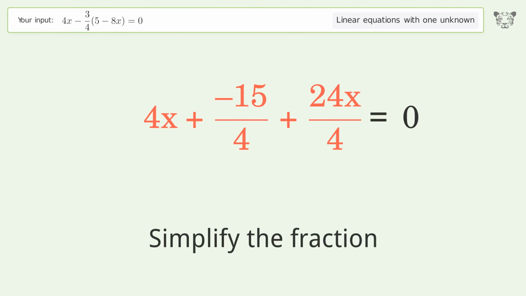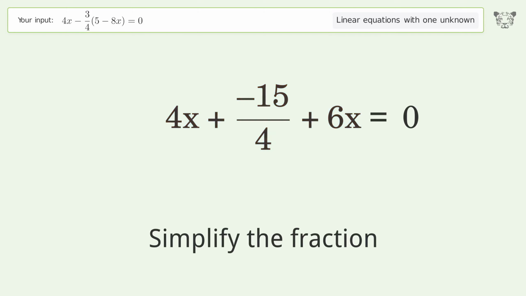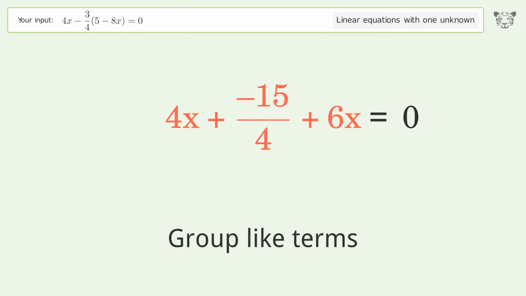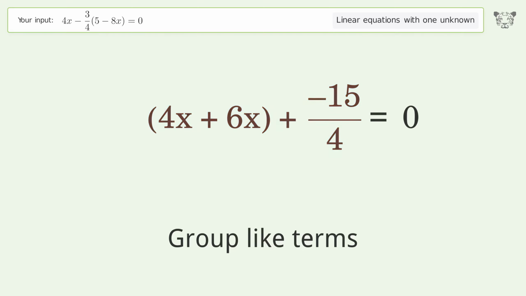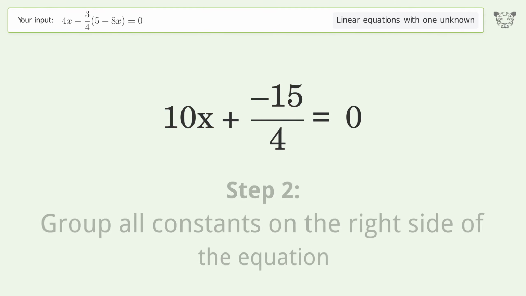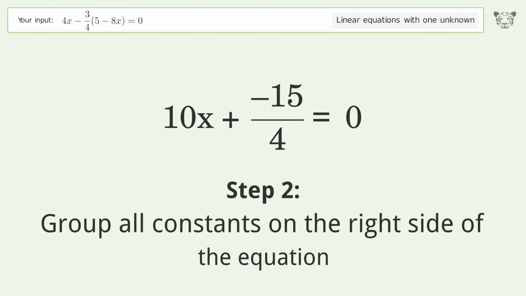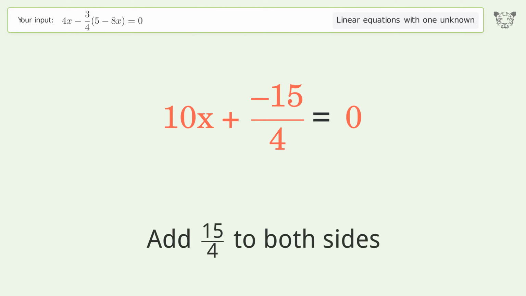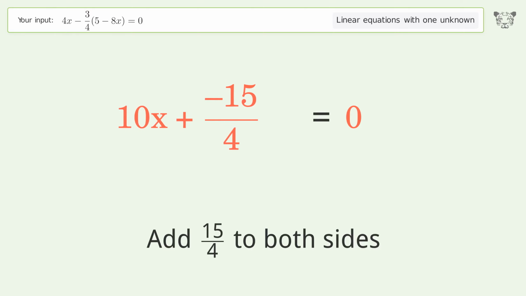Simplify the fraction. Group like terms. Simplify the arithmetic. Group all constants on the right side of the equation. Add 15/4 to both sides.